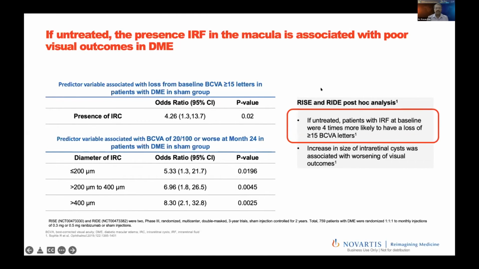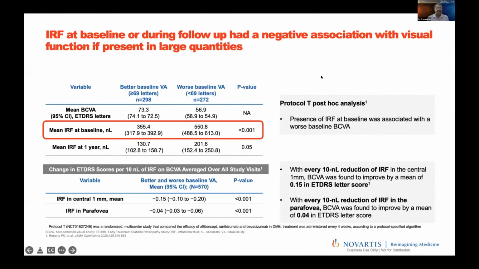So again, you look at the RISE and RIDE trials. If untreated, the patients with IRF at baseline were 4 times more likely to lose vision as compared to the eyes without IRF. IRF again at baseline has worse vision.